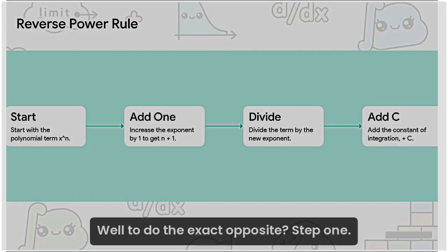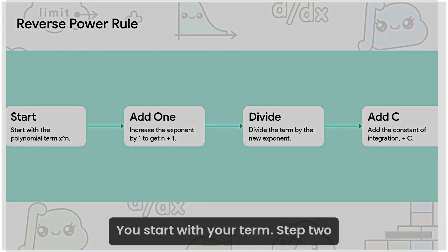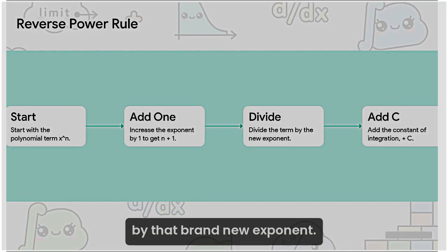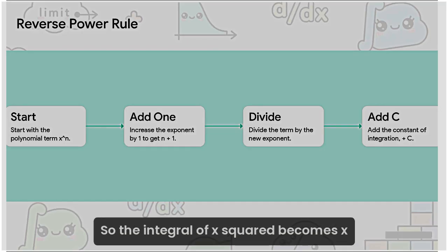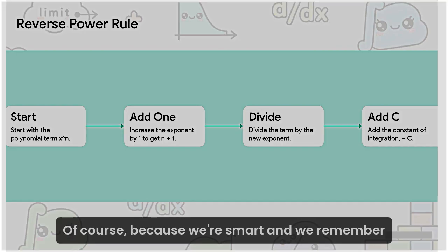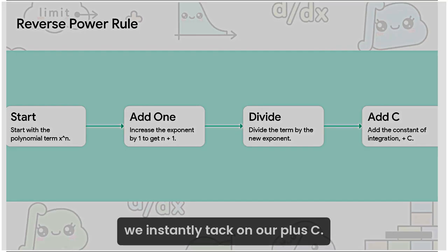Well, to do the exact opposite, step 1, you start with your term. Step 2, you increase the exponent by 1. Step 3, you divide the entire resulting term by that brand new exponent. So the integral of x squared becomes x to the power of 3 divided by 3. And step 4, of course, because we're smart and we remember, we instantly tack on our plus c.